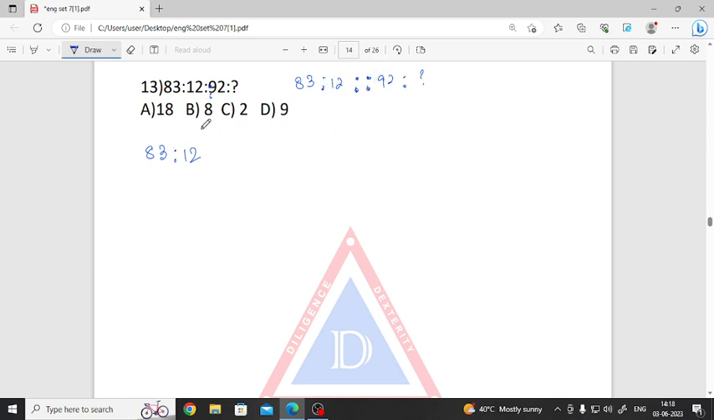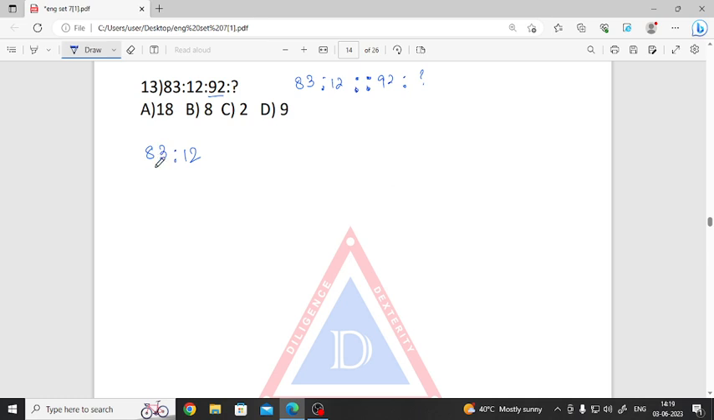How does 83 go to 12? If we see 8 plus 3, that is 11, plus 1 gives us 12. For 92, 9 plus 2 gives 11, and 11 plus 1 is 12. No option is there. That means this is not the process. There should be some other solution.